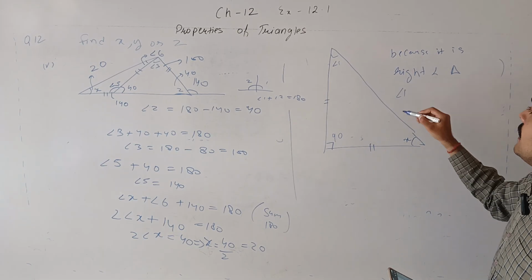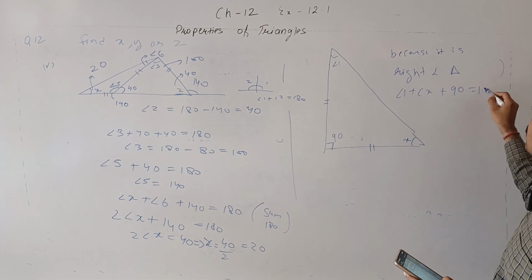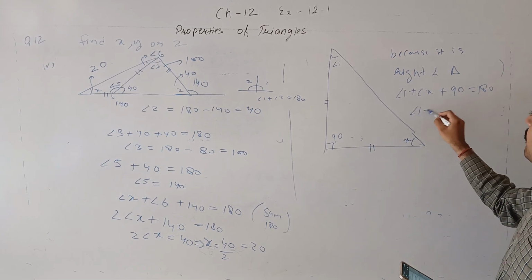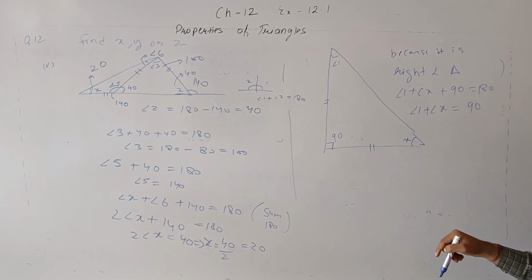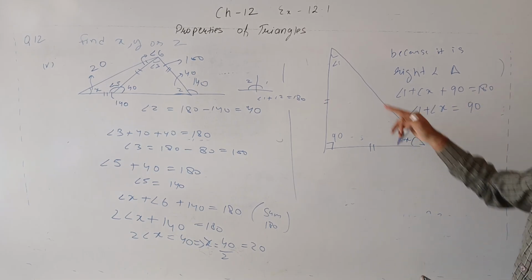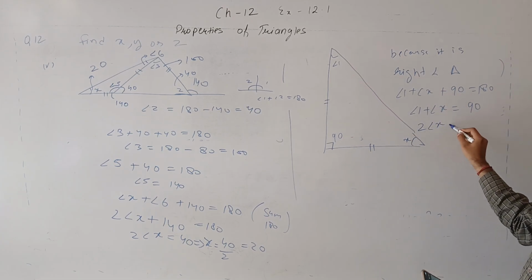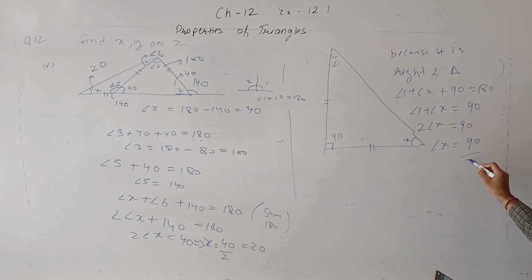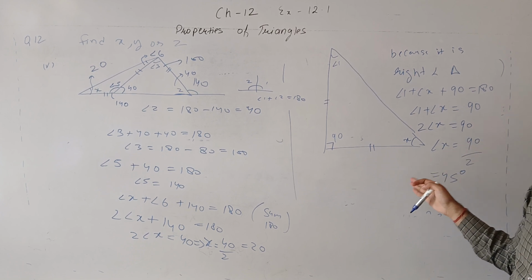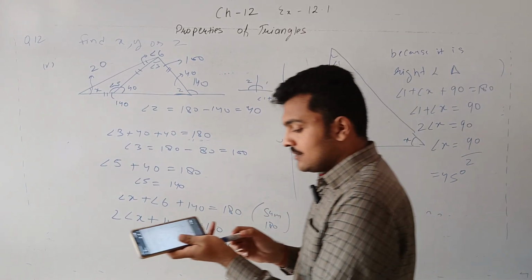So angle 1 plus angle x plus 90 is equal to 180. Angle 1 plus angle x comes out to be 90, since 180 minus 90 is 90. Therefore, now angle 1 is equal to angle x. Therefore, we can write 2 times angle x is equal to 90, and angle x comes out to be 90 upon 2, which is equal to 45 degrees. So angle x is 45 degrees. So here this exercise is over.